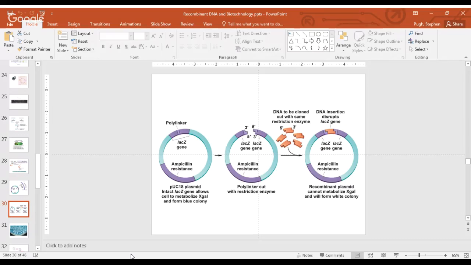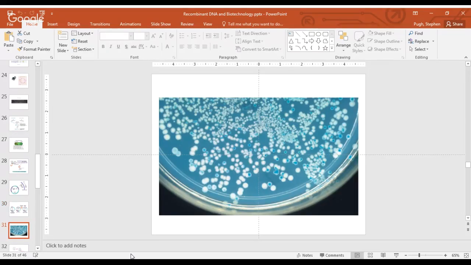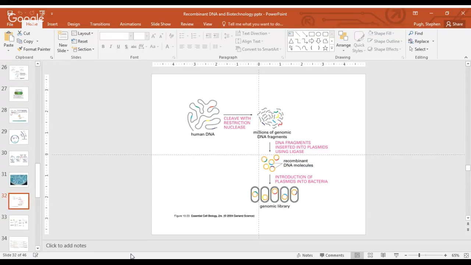And the way that this system works is that if they can use lactose as an energy source, they form a blue colony of cells. If they cannot, they form a white colony of cells. And so we can easily distinguish the colonies of bacteria that have been transformed from those that have not. So you can easily distinguish between the blue colonies and the white colonies in this picture.